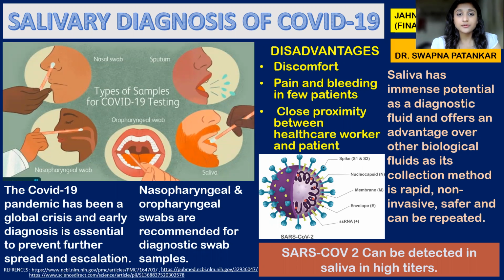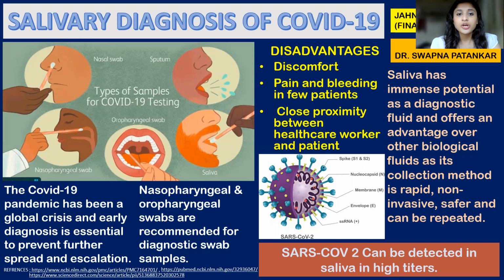The current methods of testing involve three categories of testing: the RT-PCR, which is the reverse transcriptase polymerase chain reaction test, which essentially tests for the genetic material of the virus, that is the RNA of the virus. Second, the rapid antigen test, which tests for the antigen of the virus. And third, the antibody test, which tests whether the host has developed antibodies against the antigen of the virus.